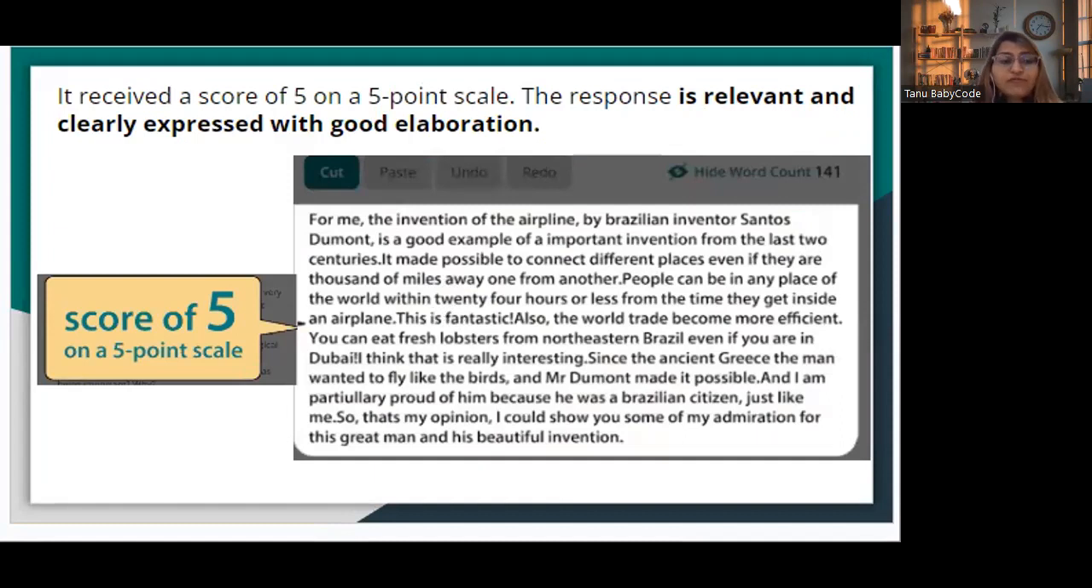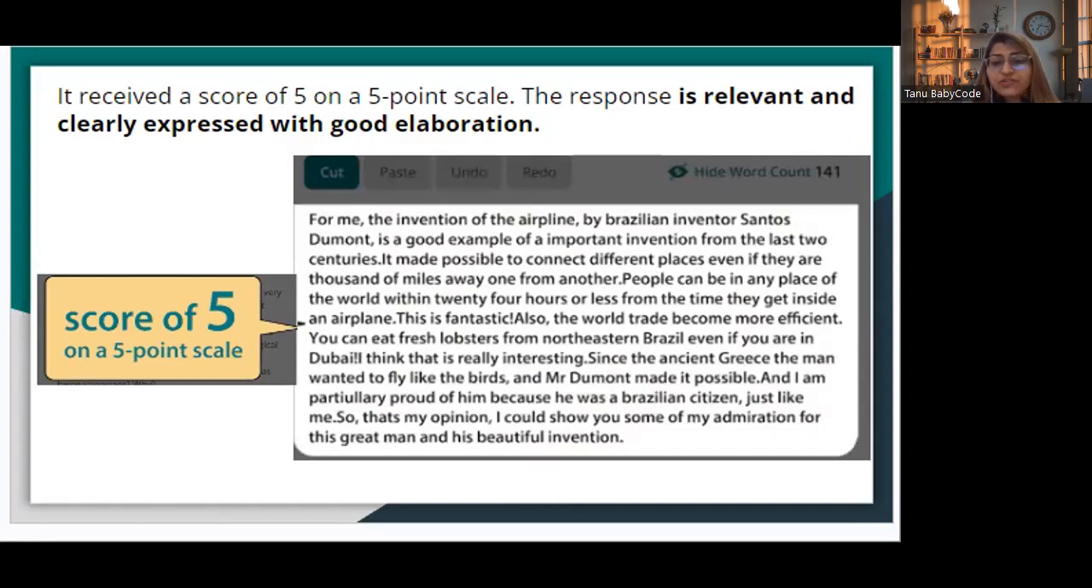Now read the response. For me, the invention of the airplane by Brazilian inventor Santos Dumont is a good example of an important invention from the last 2 centuries. It made possible to connect different places, even if they are thousands of miles away, one from another. People can be in any place of the world within 24 hours or less from the time they get inside an airplane. This is fantastic. Also, world trade became more efficient. You can eat fresh lobsters from northeastern Brazil even if you are in Dubai. I think that is really interesting.